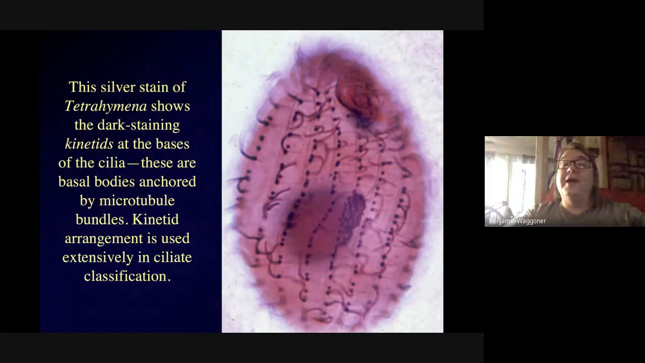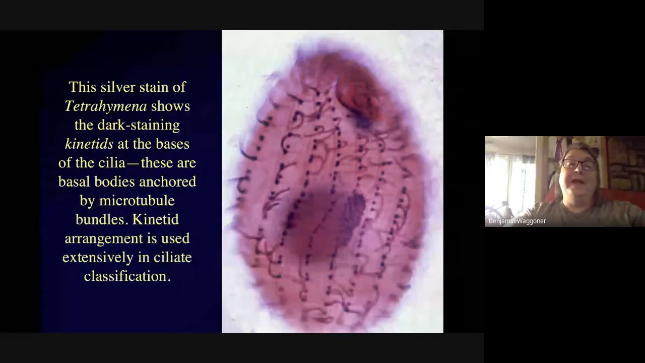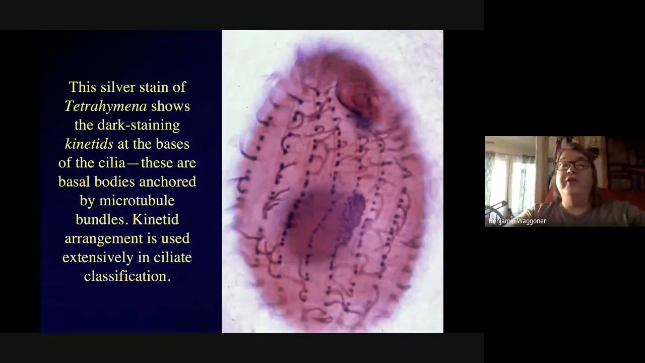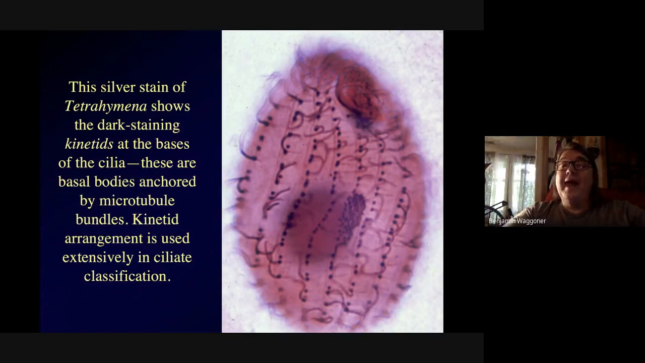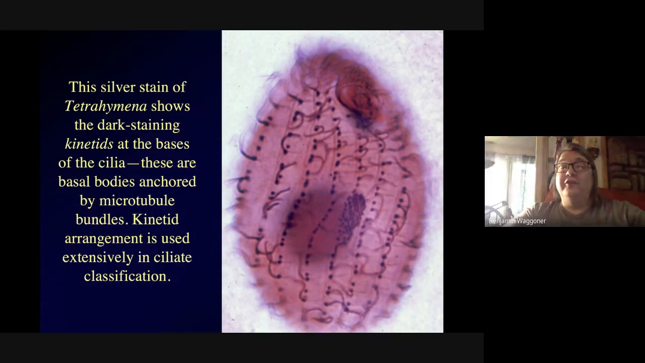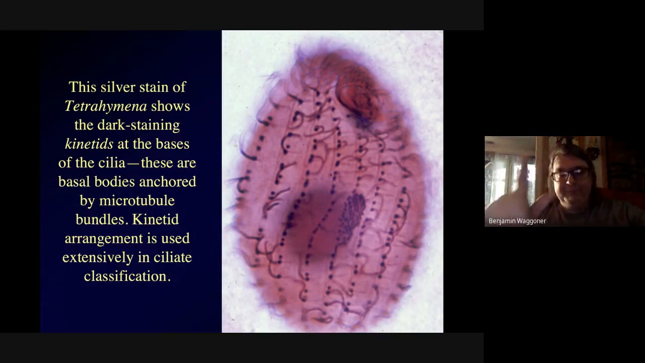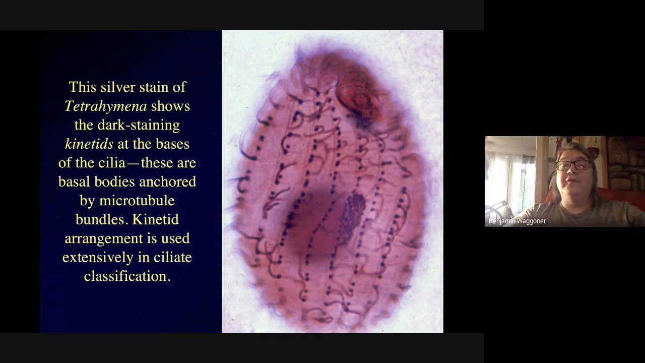This is also Tetrahymena. It's been stained with a special stain that uses silver. For reasons I don't fully understand, the basal bodies of cilia take up silver. And all of those dark colored dots that you see forming those rows, each one of those dots is a kinetid. It's a basal body anchored by microtubule bundles, although you can't clearly see the microtubules here. Most of that had to be worked out by the electron microscope.